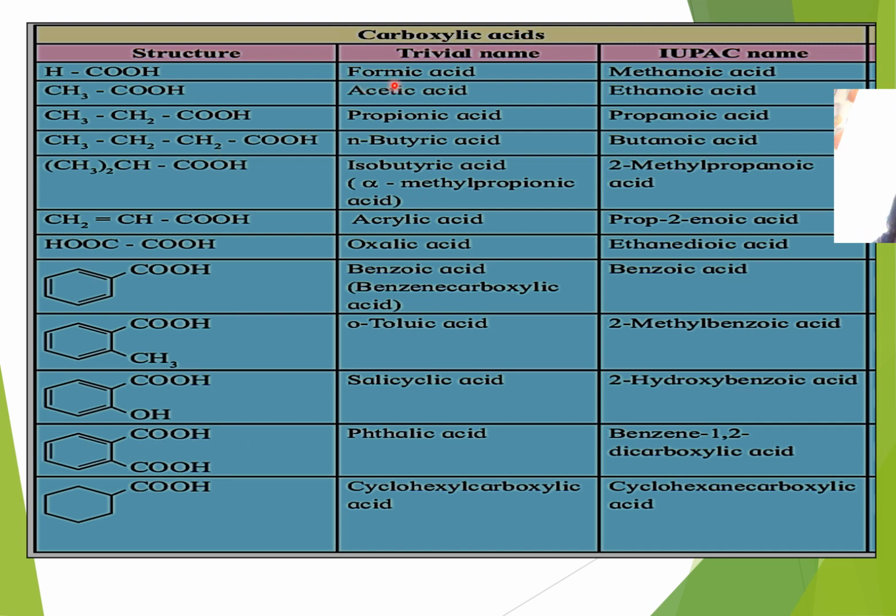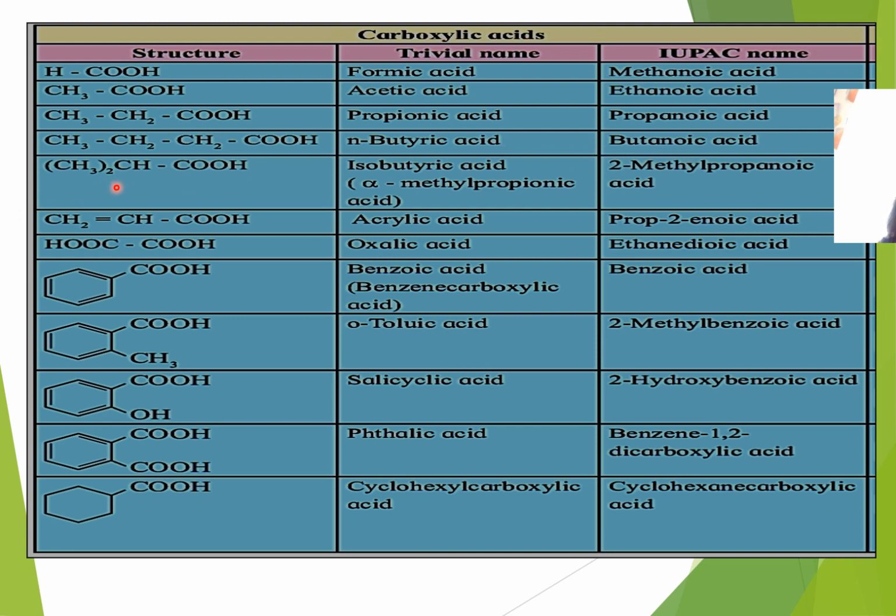So let's see the nomenclature of carboxylic acids: structure, trivial name, IUPAC name. So HCOOH is formic acid. The IUPAC name will be methanoic acid, because it is an acid containing one carbon. Then CH3COOH is acetic acid, ethanoic acid. Then CH3CH2COOH is propionic acid, propanoic acid. Then CH3CH2CH2COOH is n-butyric acid, butanoic acid.